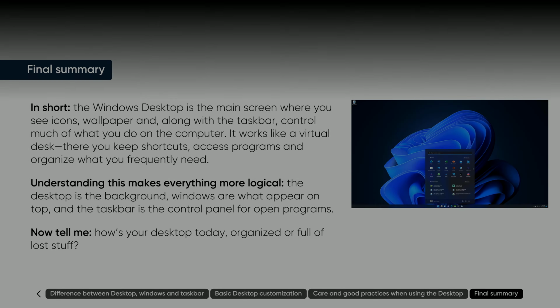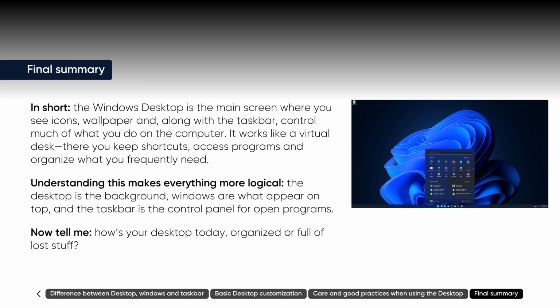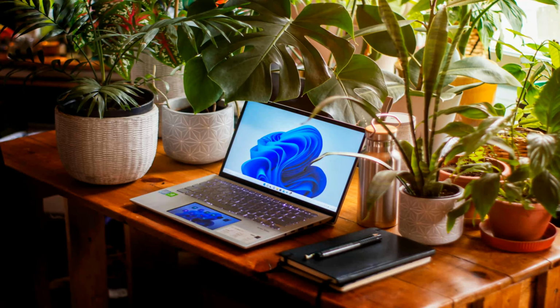Final summary. In short, the Windows desktop is the main screen where you see icons, wallpaper and, along with the taskbar, control much of what you do on the computer. It works like a virtual desk, there you keep shortcuts, access programs, and organize what you frequently need. Understanding this makes everything more logical. The desktop is the background, windows are what appear on top, and the taskbar is the control panel for open programs. Now tell me, how's your desktop today, organized or full of lost stuff?